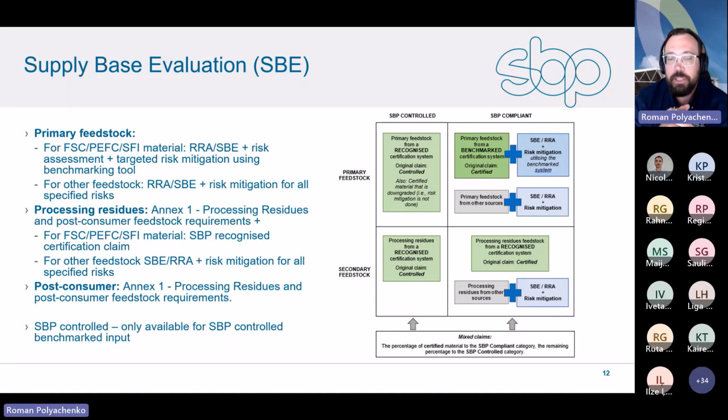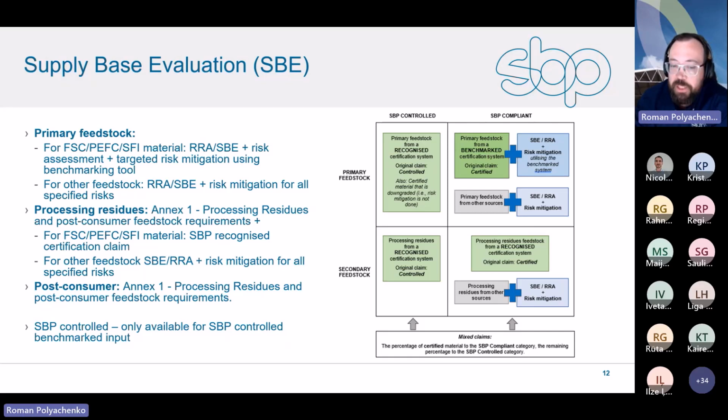Important to note here is that you can always decide to still apply supply-based evaluation and, so to say, upgrade the controlled claim to the compliant claim. So you may say, okay, I source it with the controlled claim, my customers are not satisfied with the SBP controlled biomass claim, so I would like to upgrade it and implement supply-based evaluation. That's always an option.